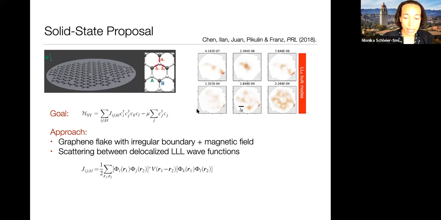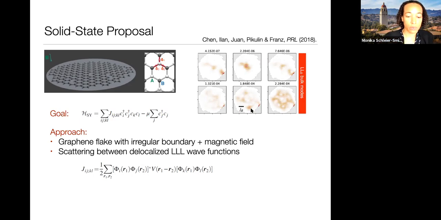In this case, in the lowest Landau level, the wave functions have some kind of non-local, almost random looking structure. Some of them are shown here. If you look at the scattering between these delocalized wave functions, because of the delocalization, they're all coupled to each other. The precise coupling depends on the structure of these wave functions, which is set by this irregular boundary.